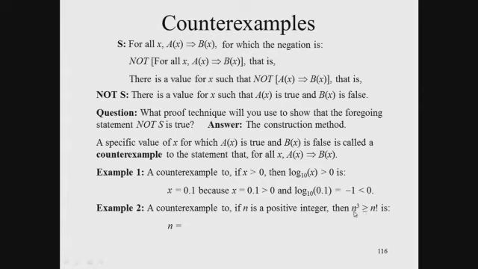Let's try 1. When n is 1, 1 cubed is 1, and 1 factorial is 1. So that's true. We need to try different values of n to find a value for n that is positive, and at the same time we need n cubed to be less than n factorial. So this will be a trial and error process. So it turns out that n equals 6 is a positive integer, and yet 6 cubed is 216, while 6 factorial is 720. 216 is less than 720. This is a counterexample.